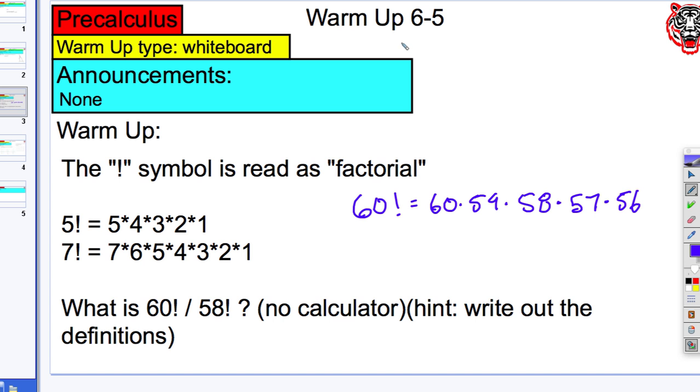Technically, you don't need to know this, but it's a cool little fun fact. 0 factorial is equal to 1. So that's 0 times 1, right? Which is 0. Wait, can you explain it?